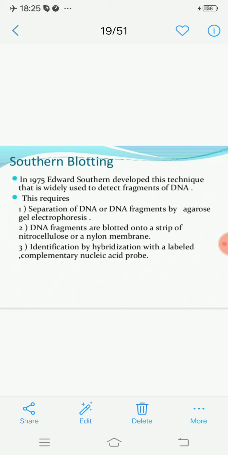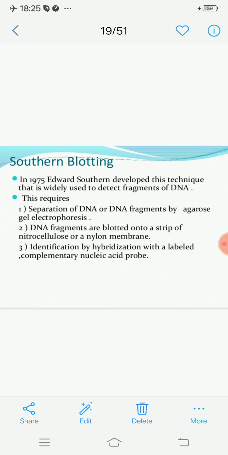In 1975 a scientist, Edward Southern, developed this technique, and it is widely used for the detection of DNA fragments. Basically there are different stages, as I told you in the previous video, for the blotting techniques. The first one is the digestion of the DNA molecule, and the second one is the separation by using agarose gel electrophoresis. The third one is blotting.